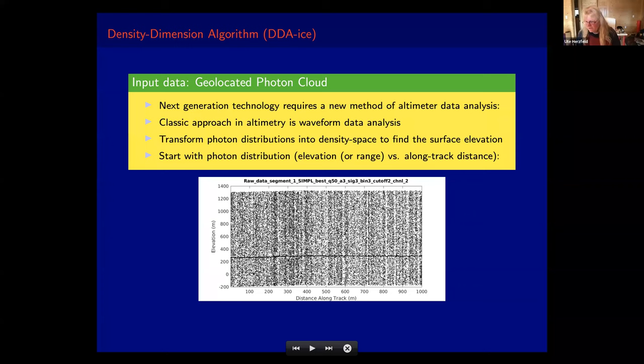But yes, we do see these, and we expect all these background photons. The trick is to throw them away.